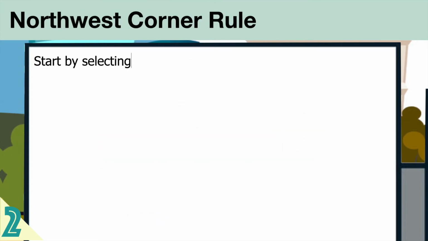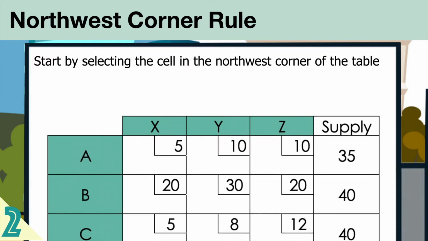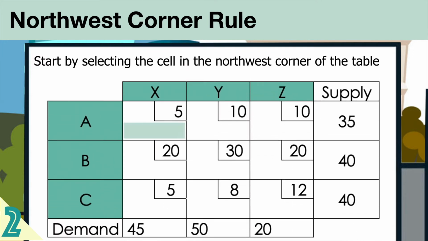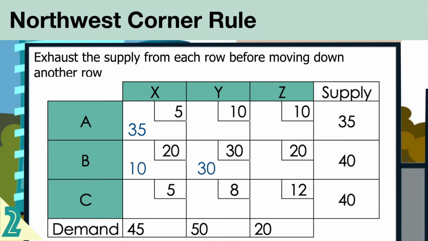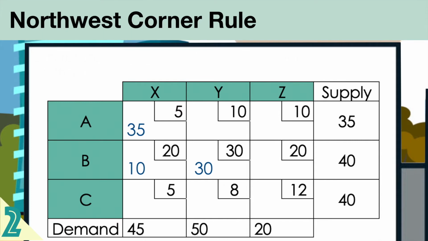Start by selecting the cell in the northwest corner of the table. Assign the maximum amount to the cell that is allowable based on supply and demand constraints. I am going to input 35. Because we already have 35 on the first, we are going to subtract 45 by 35. The difference would be 10. Since we already have 10 on the first column, we are going to subtract 40 by 10. The difference would be 30.